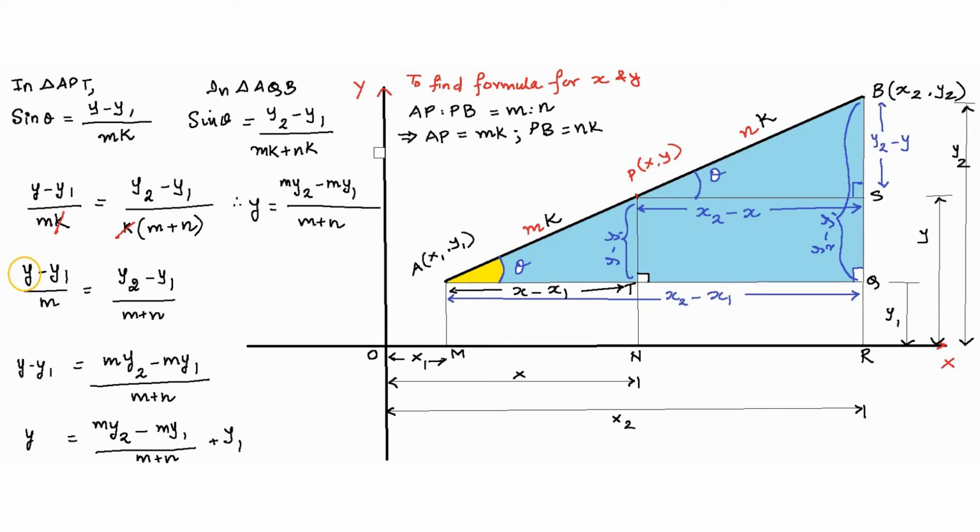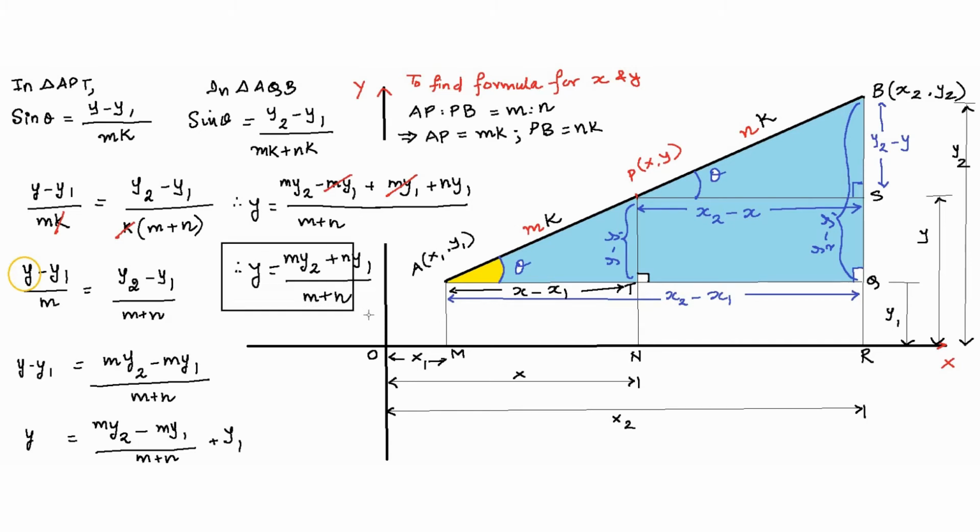And when I take the LCM, which is m plus n, the numerator will now change to plus m y1 plus n y1, right? This is going to be the numerator, when I multiply m plus n with y1. And now minus m y1 plus m y1 cancels, and therefore I get y equals m y2 plus n y1 divided by m plus n. This is the formula for the y coordinate.